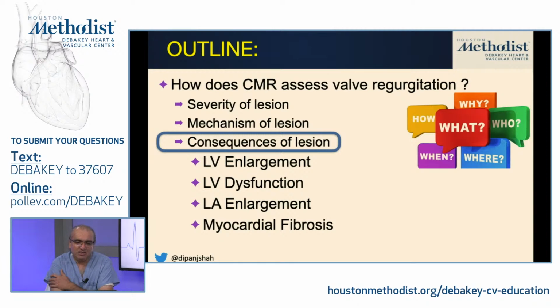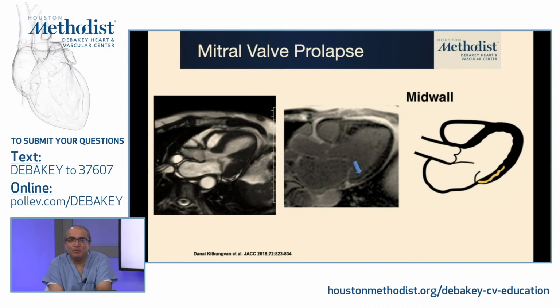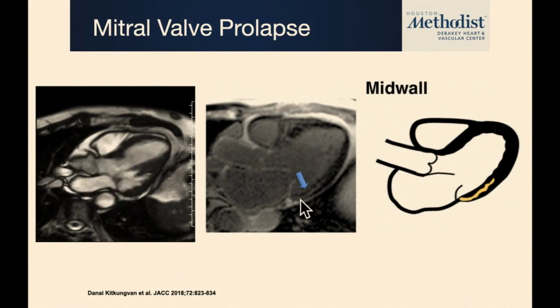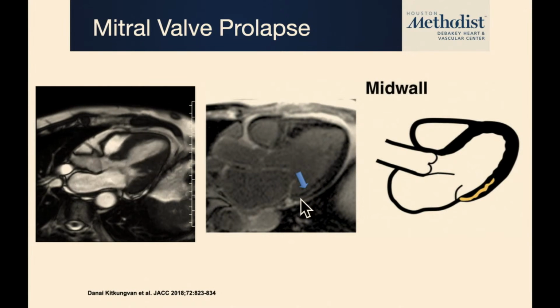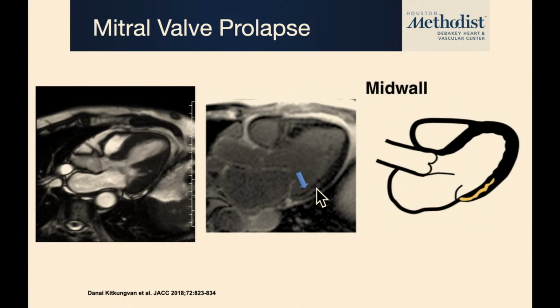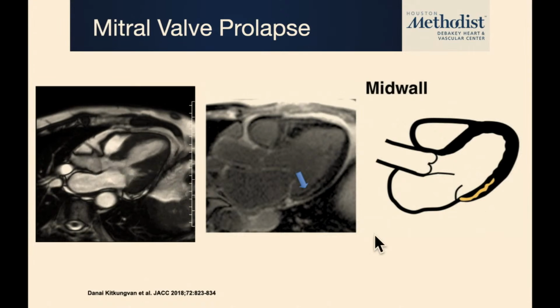Beyond these linear dimensions and volumes, I think the other thing that CMR can provide when we talk about consequences of the lesion is really the assessment of myocardial fibrosis within the left ventricle. So I'll show you an example of a patient with mitral valve prolapse. And you'll notice if I show you the delayed enhancement MRI image in the middle here, that there's actually an area of high signal or hyperenhancement in this basal infralateral wall. And here's a cartoon just showing that very nicely.